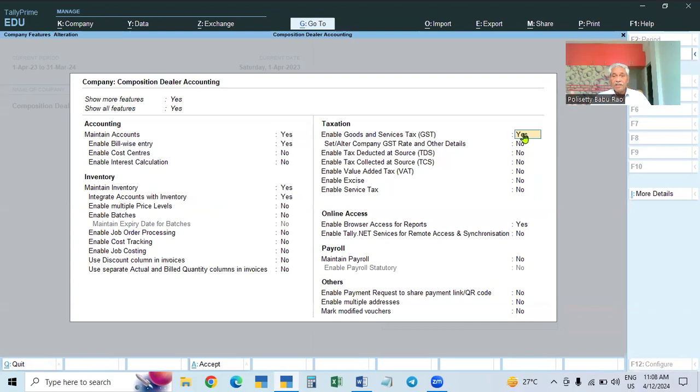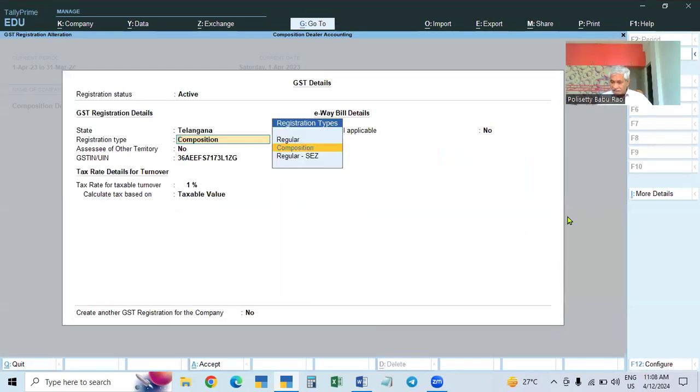And here, he is also a registered person. A regular dealer is also registered, a regular taxable person. And the composition dealer, that is the composition taxable person, is also a registered person. The first type is the regular scheme, regular dealers. The second type is the composition scheme. Composition is also registered, so it is to be enabled. Yes. But the difference is here.